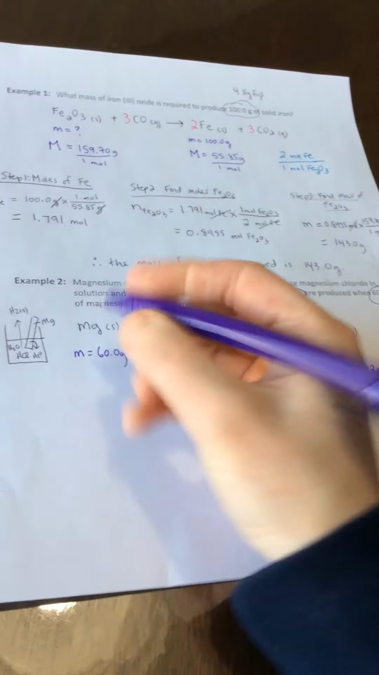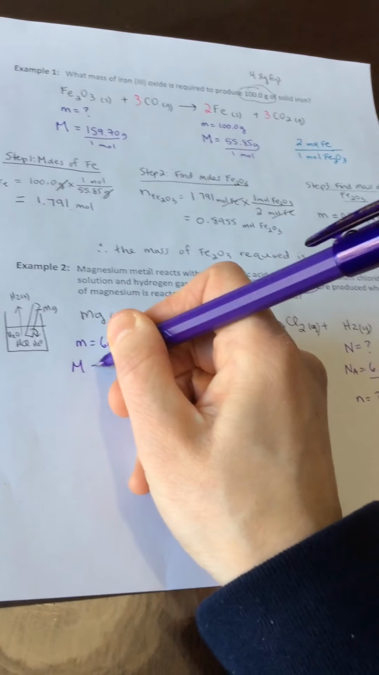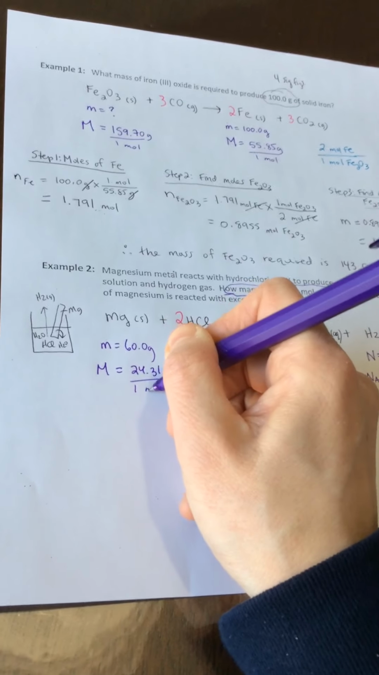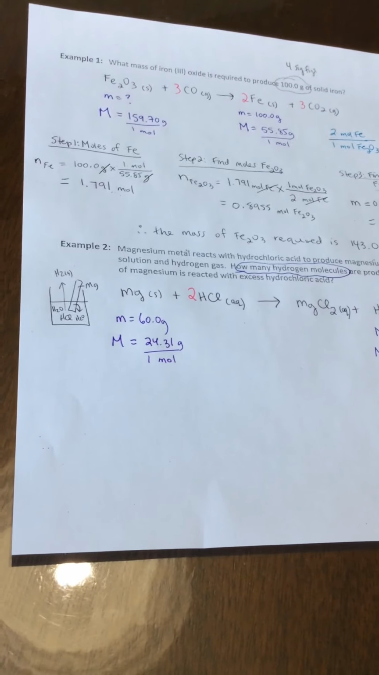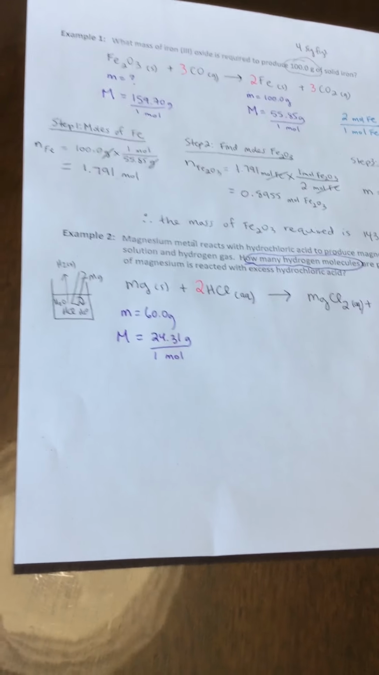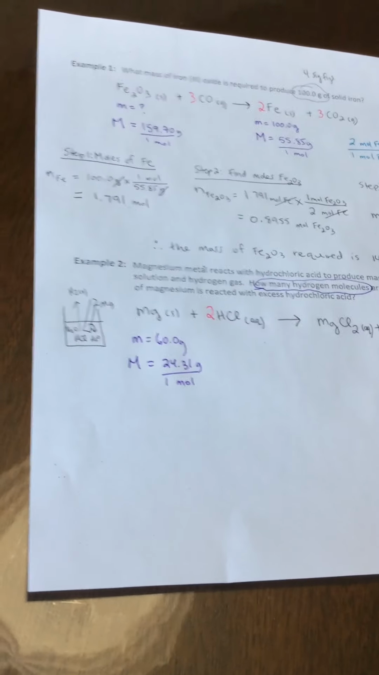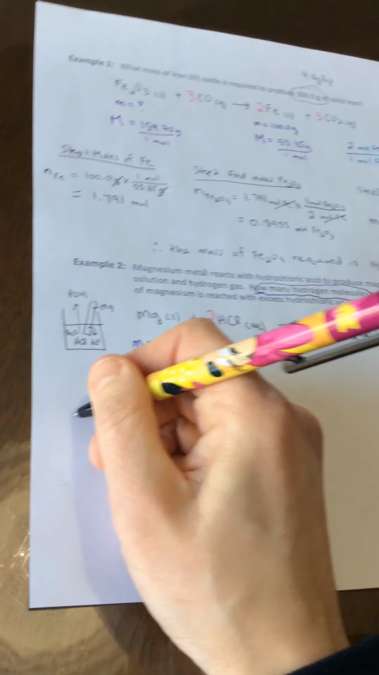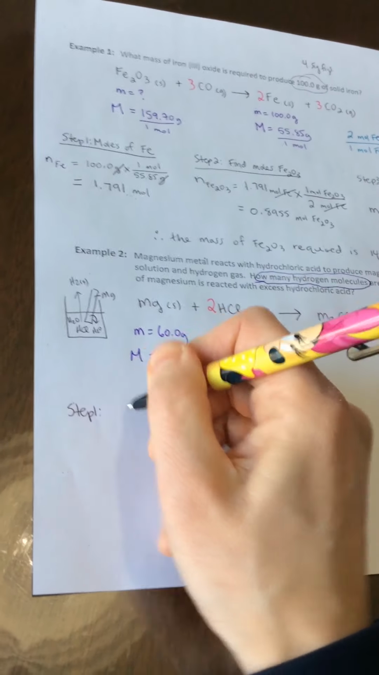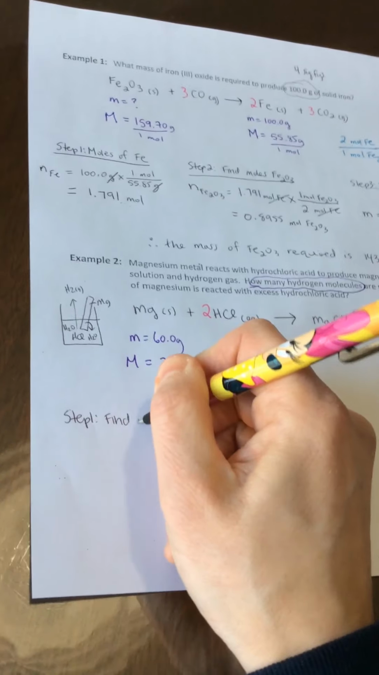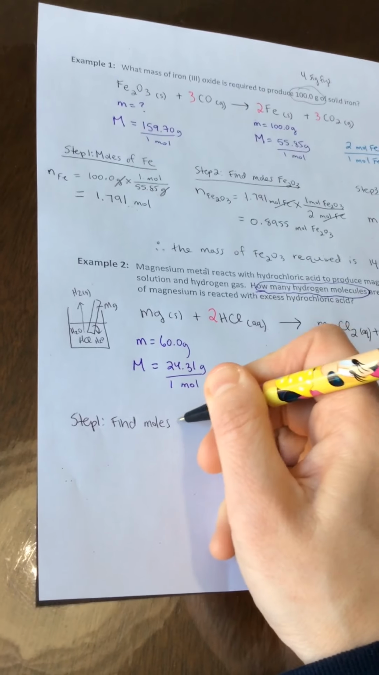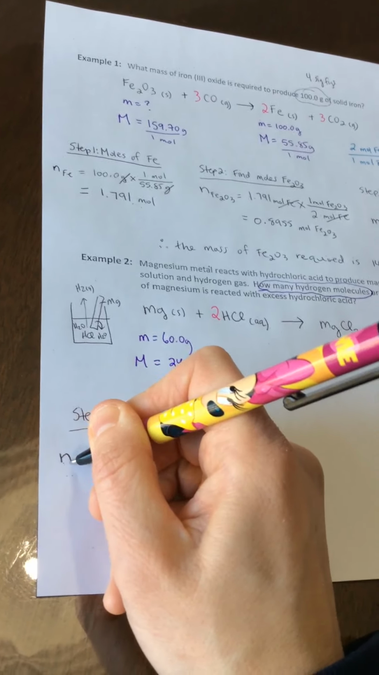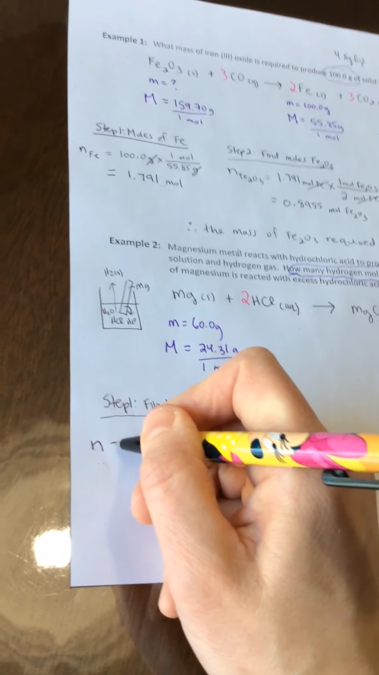So, molar mass of magnesium is 24.31 grams per every mole. That information comes directly from the periodic table. And we're going to have to use this information to find moles. So step 1, find moles of magnesium. Little n is our symbol for moles.